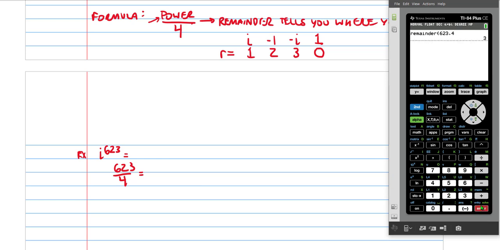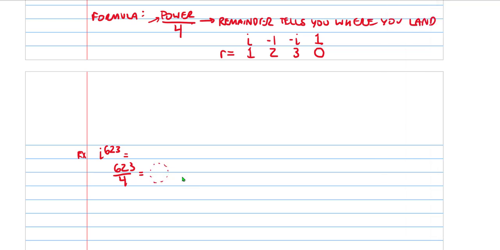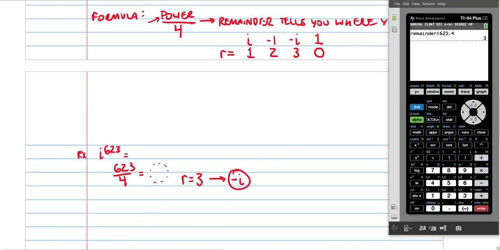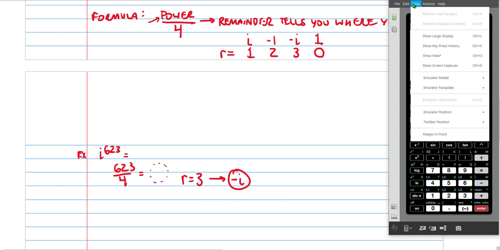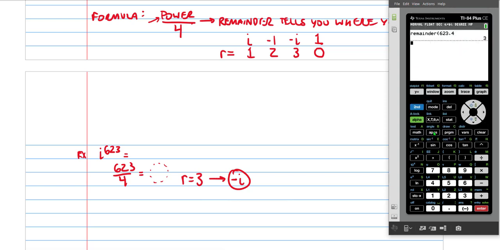And I'm going to hit enter, and I get that my remainder is 3. So whatever the quotient is, I don't know what the quotient is. I know my remainder is 3, which means, remember, that I'm going to land on that negative i. So I know that i to the 623 is equal to negative i according to that pattern.